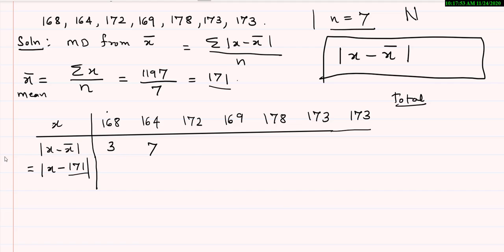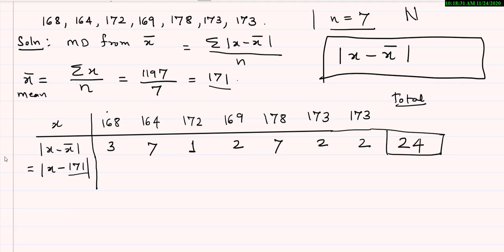Now with 164, the difference would be 7. Then 172, the difference is 1. With 169, it is 2. 178 is 7. And 173, the difference is 2. And again 173, so the answer is 2 again. So these are all modulus of x minus x bar, that is modulus of x minus 171. And then we need to take the total of these values, and you can add these numbers horizontally: 3 plus 7 plus 1 plus 2 plus 7 plus 2 plus 2, which comes out to be 24.